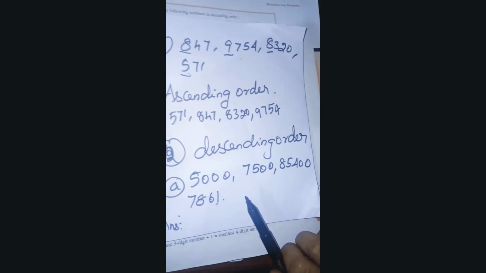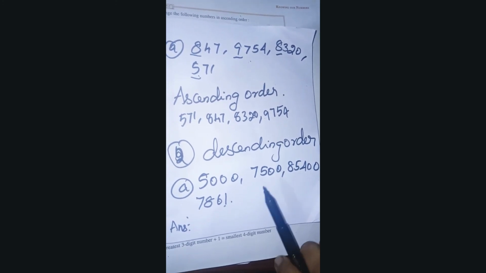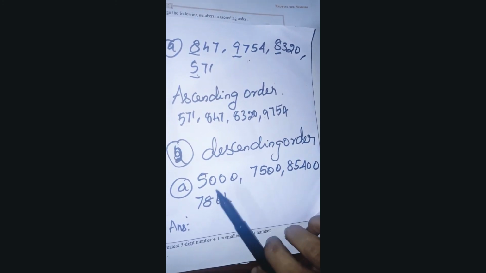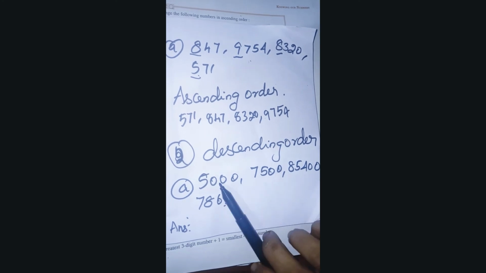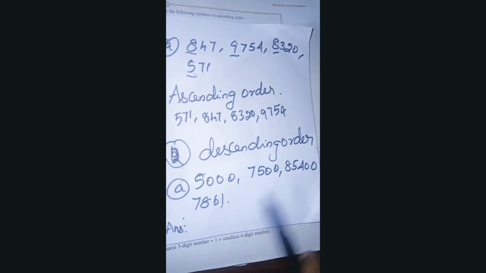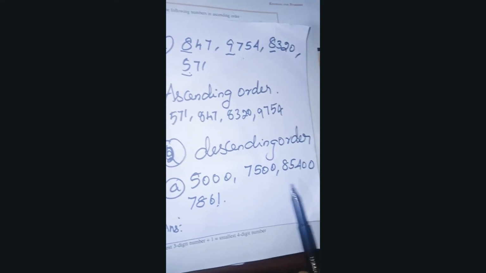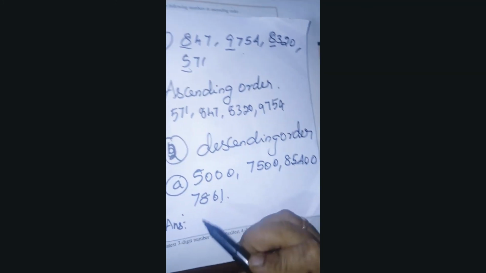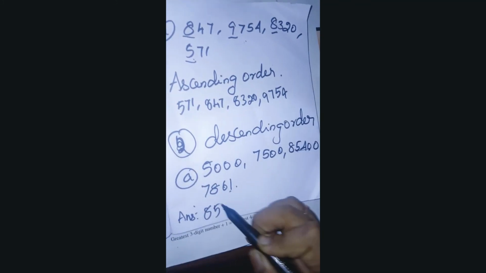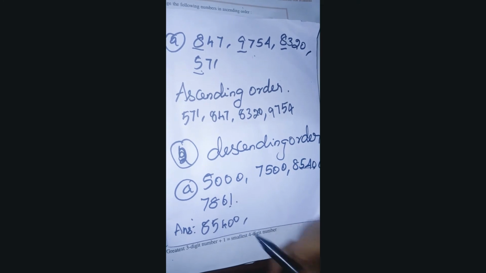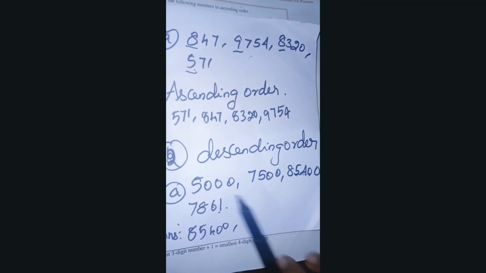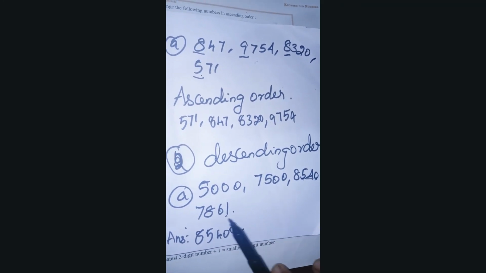Which one is first greatest number? You have to check the digits. That 4 digits, and 5 digits. So this one is the first greatest number, 85,400. Now other numbers, here 4 digit, 4 digit, 4 digit.